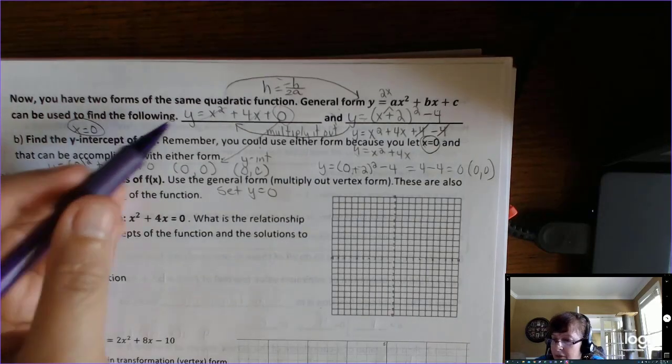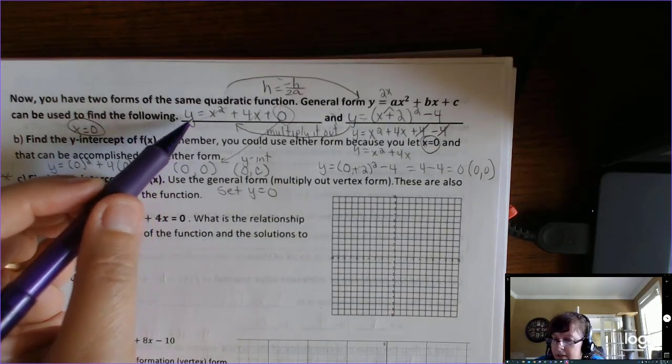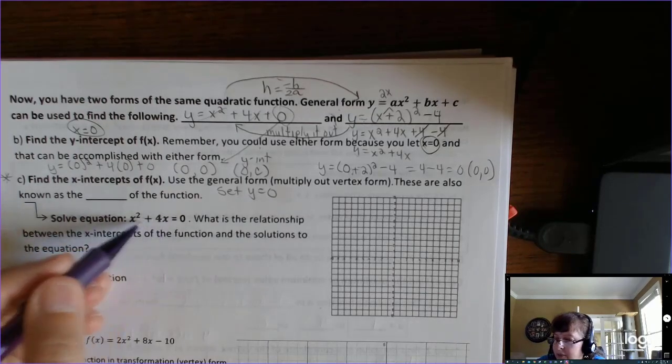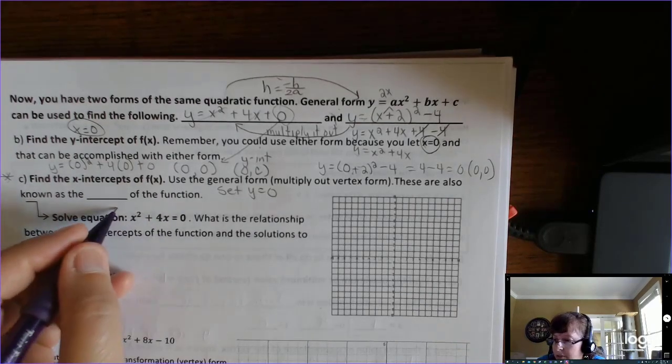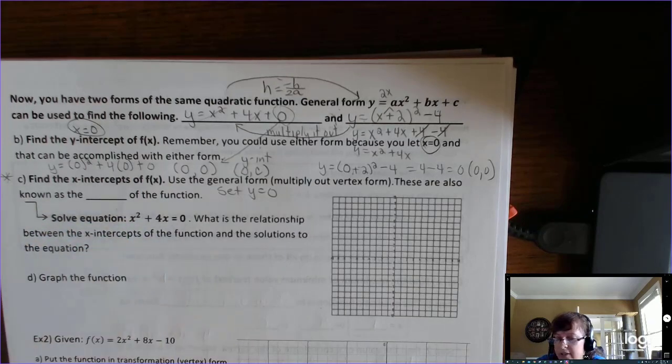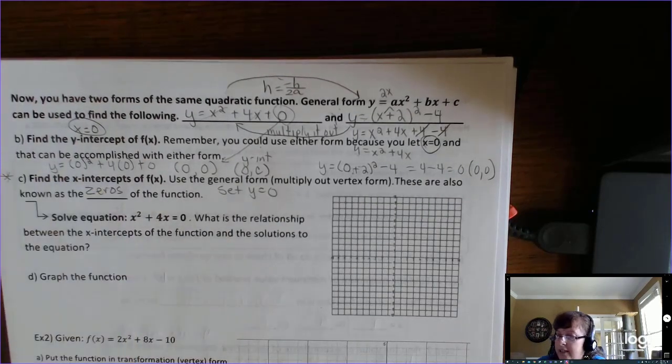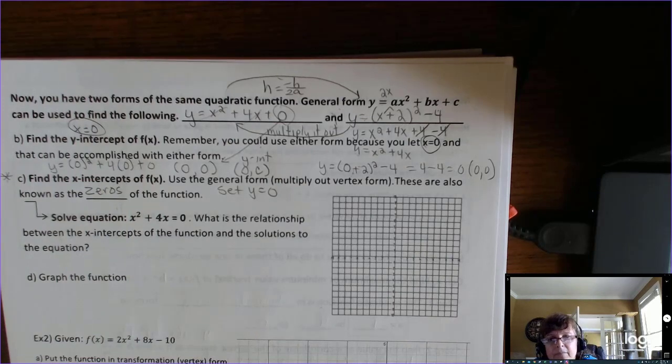And if I set y equal to 0, then what I've got is this. X squared plus 4x equals 0. It's a quadratic equation. It used to be y equals, now it's x squared plus 4x equals 0. And you may remember from another video, those are known as the zeros of the function. The x-intercepts are also called the zeros of the function. You have to have standard form to find the x-intercepts.